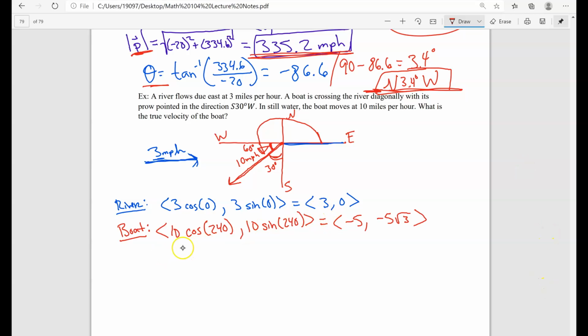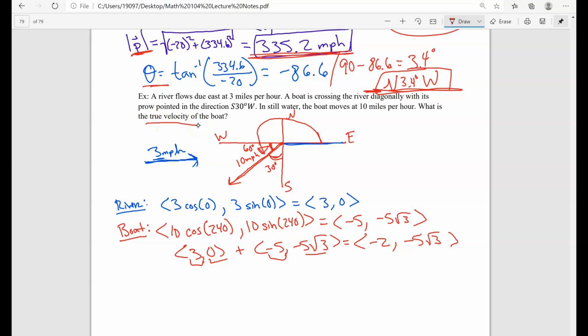Now the true velocity vector is going to be the addition of these two vectors. So it's going to be 3 comma 0 plus -5 comma -5 square root of 3. This and this is just going to give me -2, and then this and this is just going to give me -5 square root of 3.